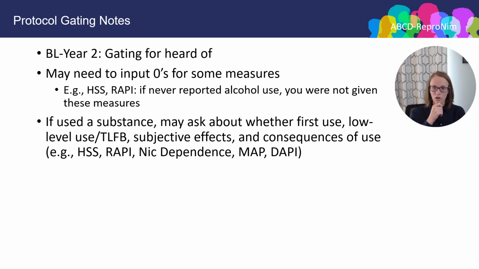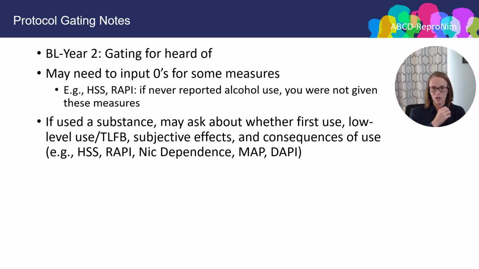Because of this and because of some other measures, you might need to input zeros for some measures if you want to include all participants, if you want to infer that having never heard of alcohol means they have never used alcohol. So this is also relevant when it comes to things like the hangover symptom scale or the Rutgers Alcohol Problem Index. If they have never reported alcohol use, they weren't given that measure.